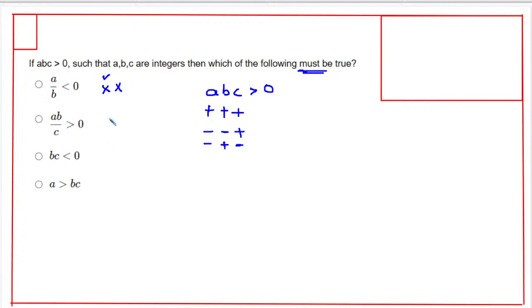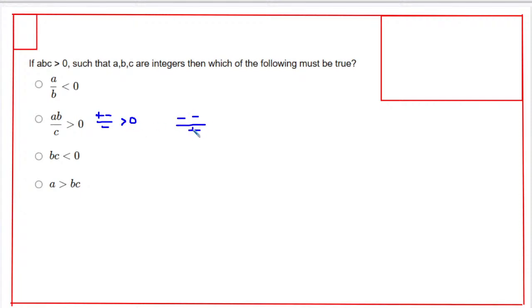AB divided by C. If AB is positive, positive divided by positive is positive. And if it is positive, negative over negative, it is still positive. If it is negative, negative over positive, it's still positive. So this is a must statement. This is always correct.